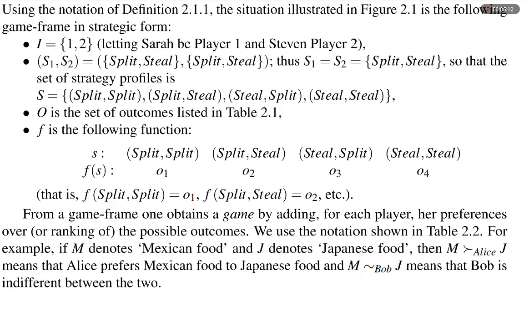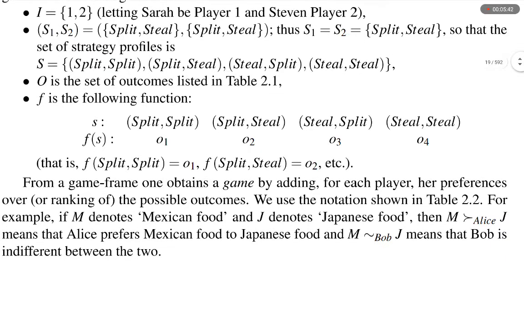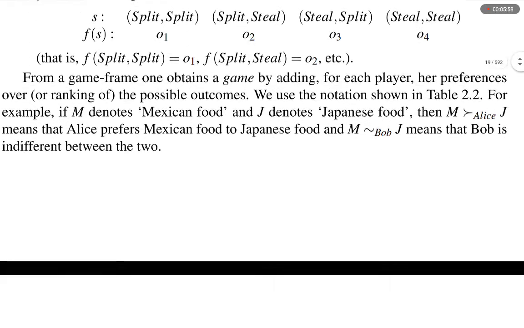From a game frame, one obtains a game by adding for each player her preferences over or ranking of the possible outcomes. We use the notation shown in table 2.2. For example, if M denotes Mexican food and J denotes Japanese food, then M is better than J for Alice. It means that Alice prefers Mexican food to Japanese food, and M is just as good as J for Bob. It means that Bob is indifferent between the two.